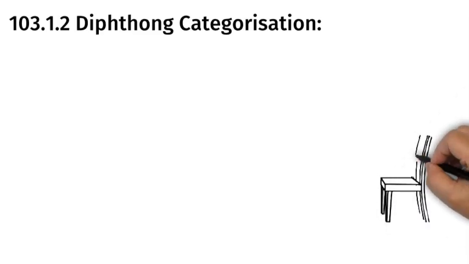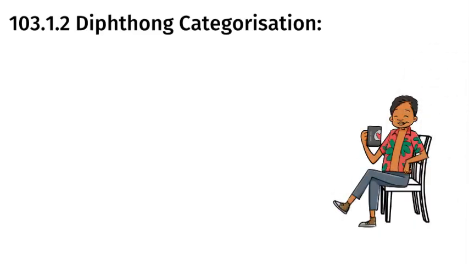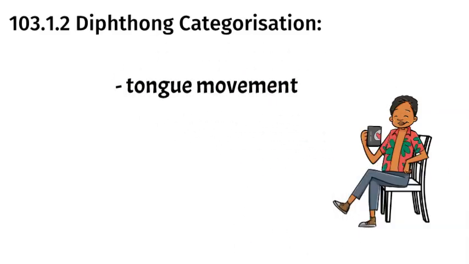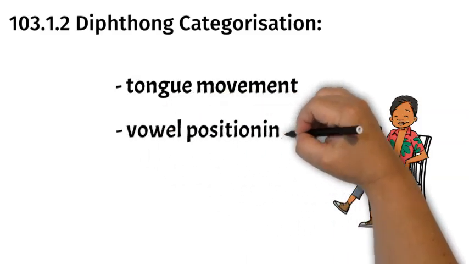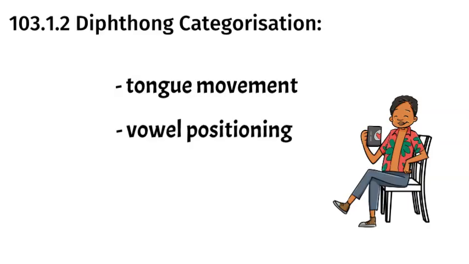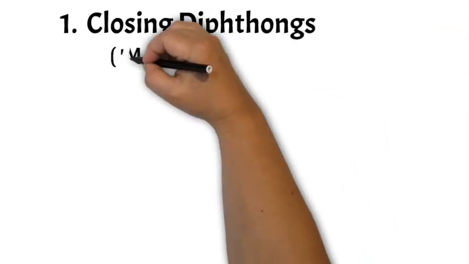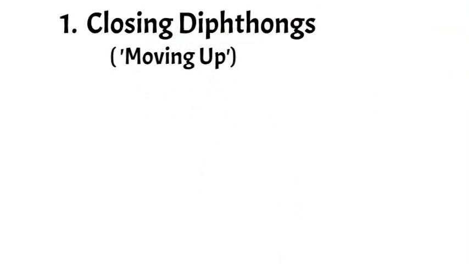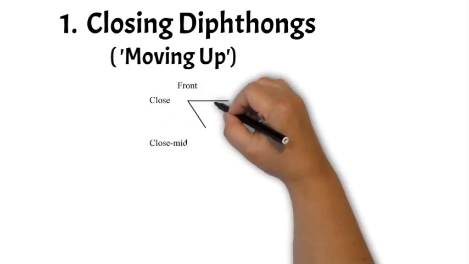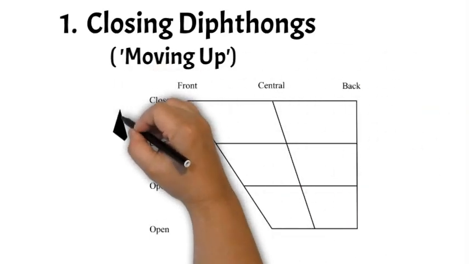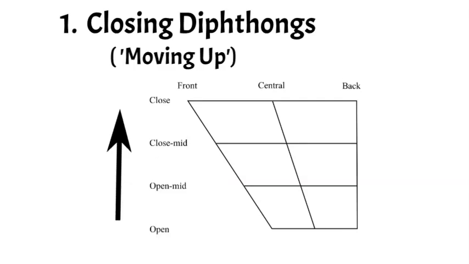In received pronunciation English, diphthongs are classified based on how the tongue moves through the entire duration of the sound, transitioning smoothly from one vowel position to another. This results in two main categories. These diphthongs involve the tongue rising toward a closer, higher vowel. The movement goes from a more open vowel to a more closed one.